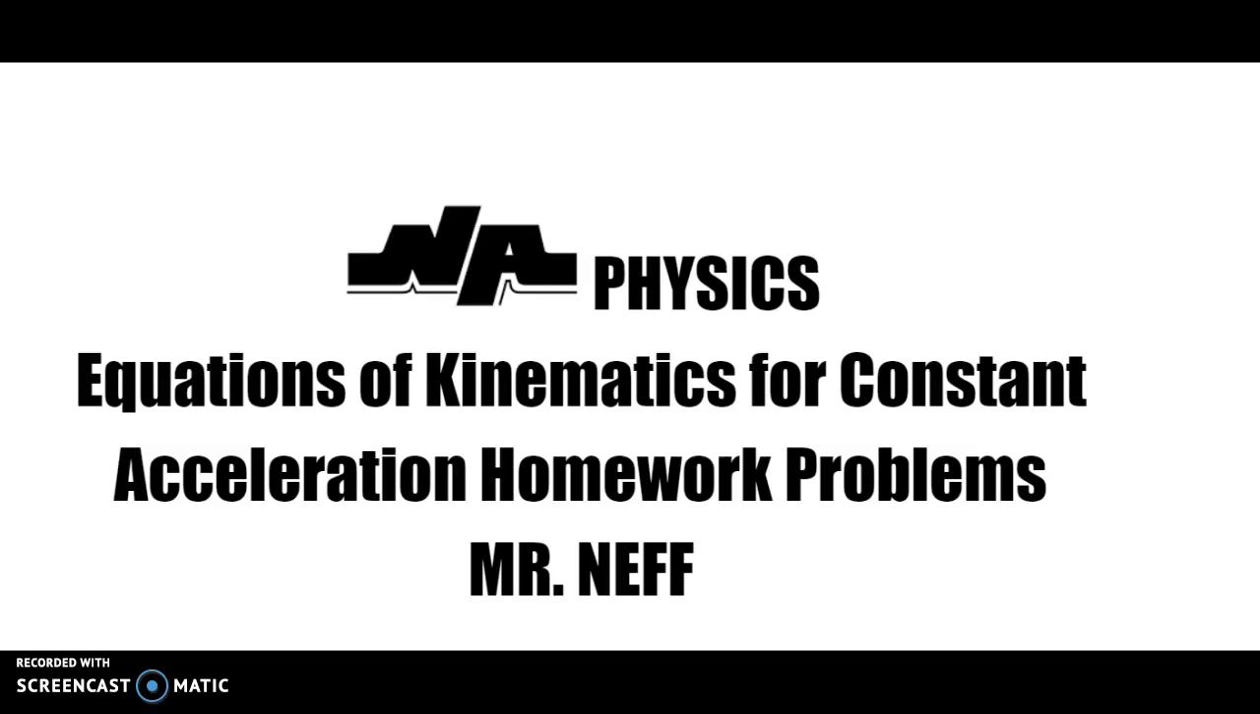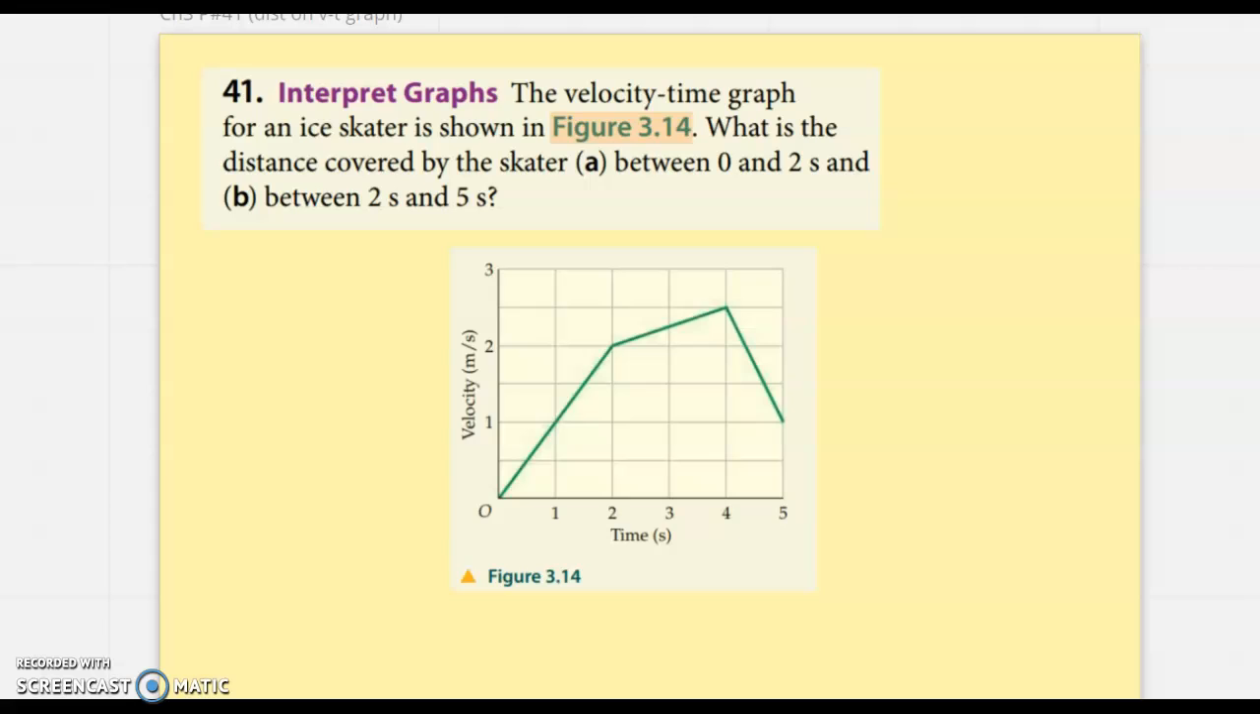Here are my solutions to that problem set on equations of kinematics for constant acceleration. Number 41 has this velocity versus time graph, and it wants to know how much distance is covered by this skater between 0 and 2 seconds and 2 to 5 seconds.